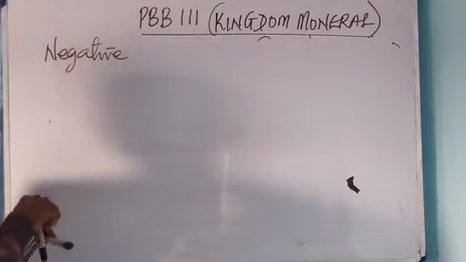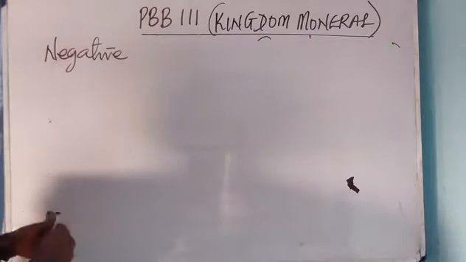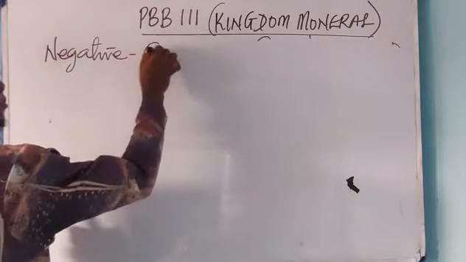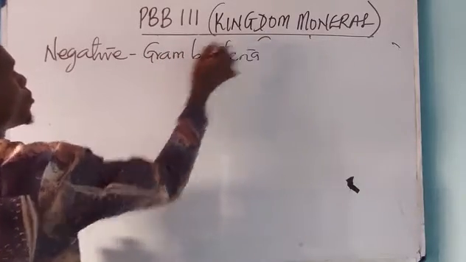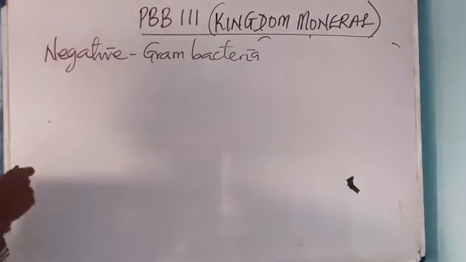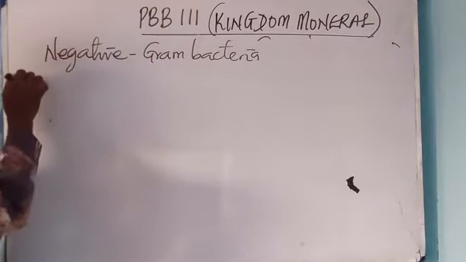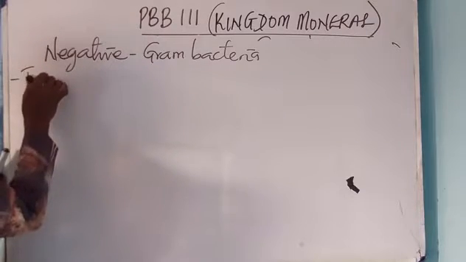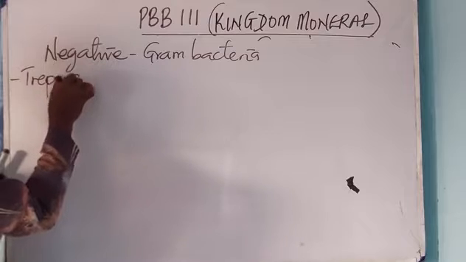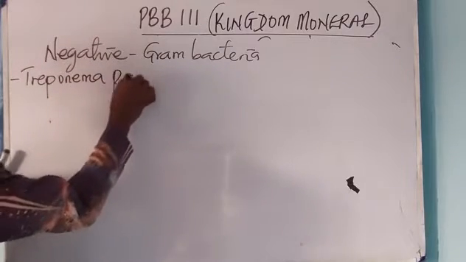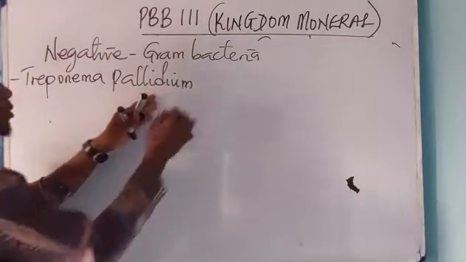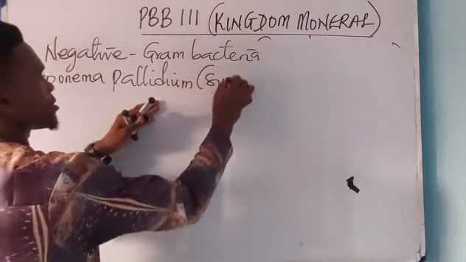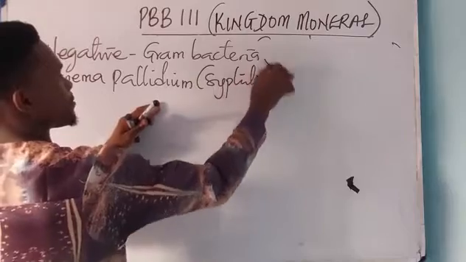These markers are becoming bad already. The gram negative. What are some examples of these gram negative bacteria? We have the Treponema. We have Treponema pallidum. Treponema pallidum causes what? Syphilis.